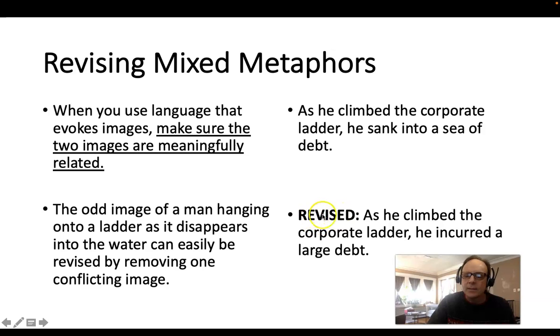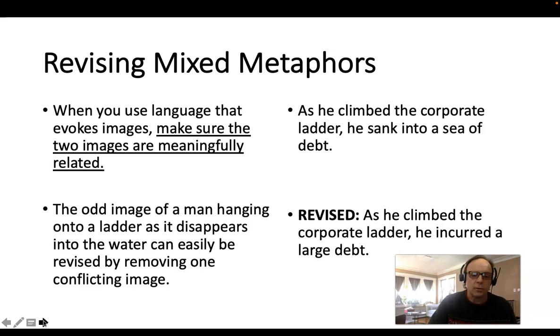So revising this, we just choose to stick with climbing the corporate ladder. And then that's metaphoric, it's not literal, and it evokes an image of a guy climbing a ladder, but here we just say he incurred a large debt. We don't say he sank in. So again, mixing a metaphor, putting two metaphors in one sentence that don't really work together, even in one paragraph sometimes, can be kind of confusing. And so a lot of times it's better to edit one of those metaphors out like we did here, so we don't get these weird images like the guy climbing the ladder that's sinking into the ocean, which is just very strange.